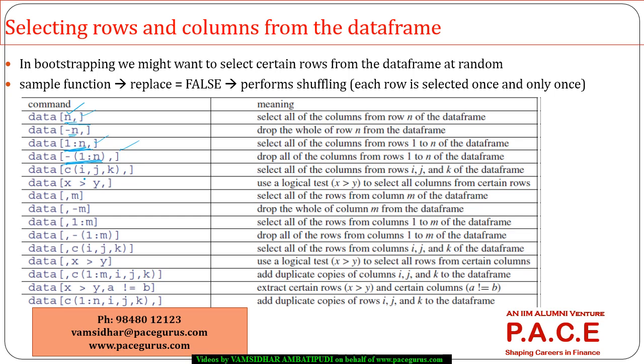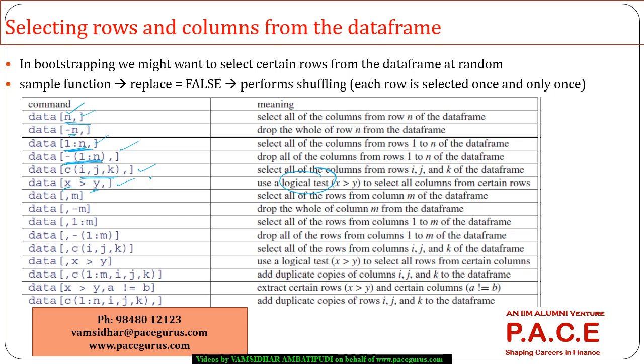Here it says you get the ith row, jth row, and kth row. Only three rows you get, but all the columns from them. This one says wherever your x value is greater than your y value, get only those rows. This is a kind of logical testing that you are giving. Wherever the x value is greater than the y value, get only those rows, but all the columns.